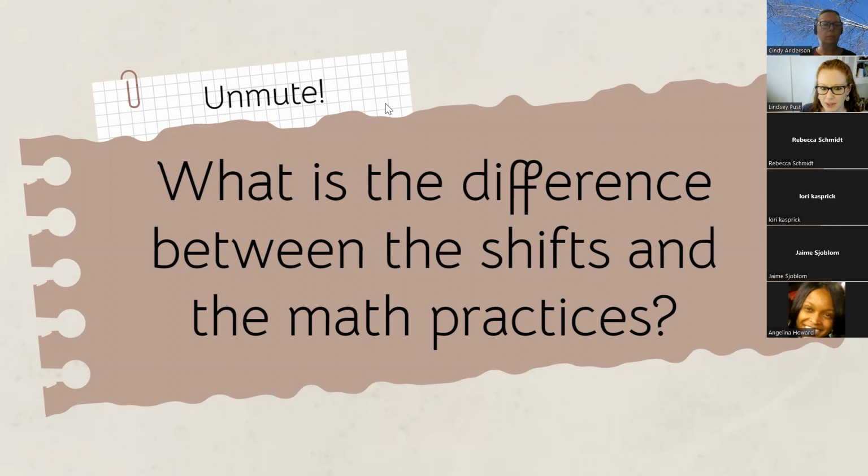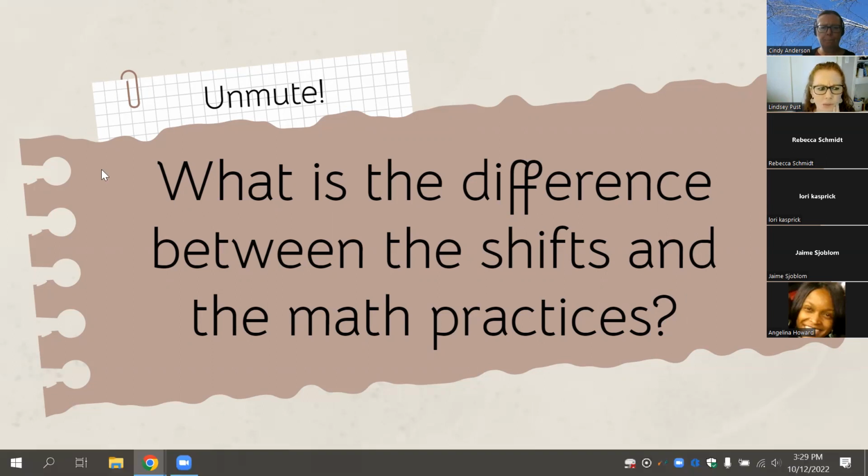I'm curious if anyone is willing to unmute, if you're able to, and share what you find is the difference between the shifts that we just talked about, focus, coherence, rigor, and the math practices, because that's another big part of the standards that we're going to talk about right now. The shifts and the math practices. What is the big difference between those? And there may be more than one, so there could be multiple right answers. Anyone willing to unmute?